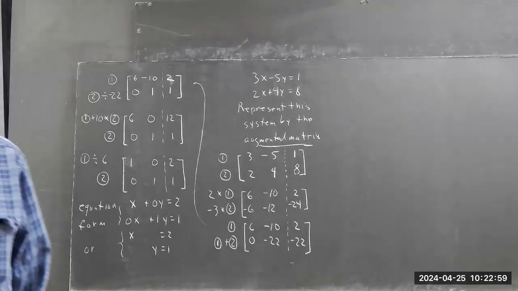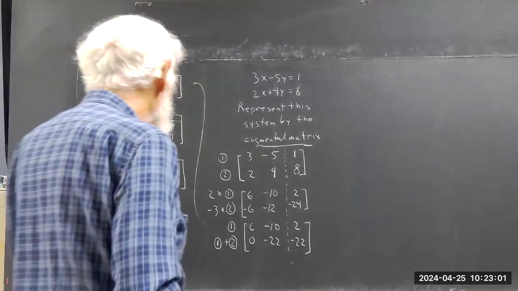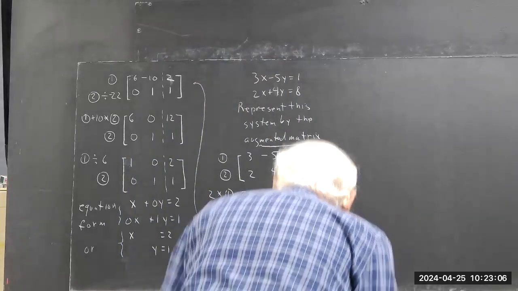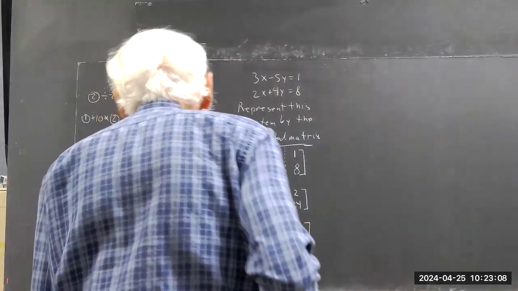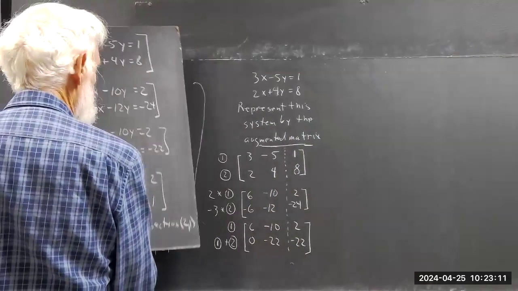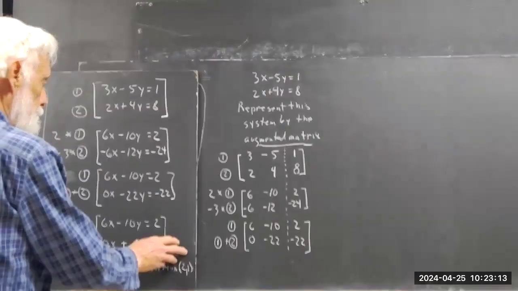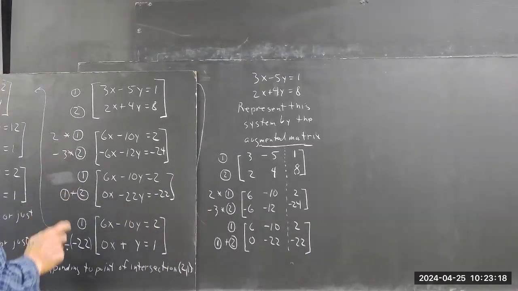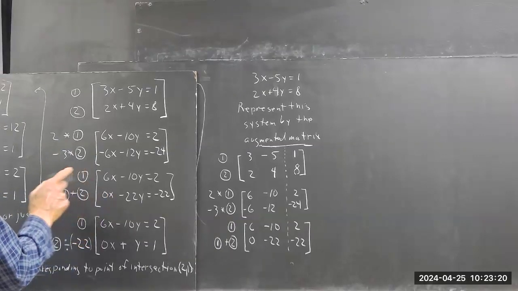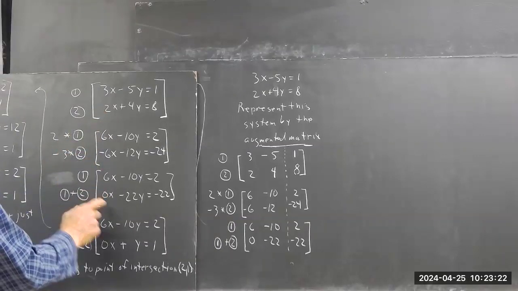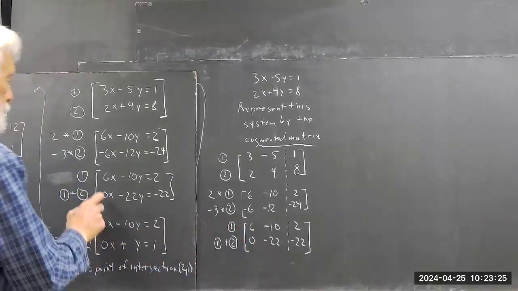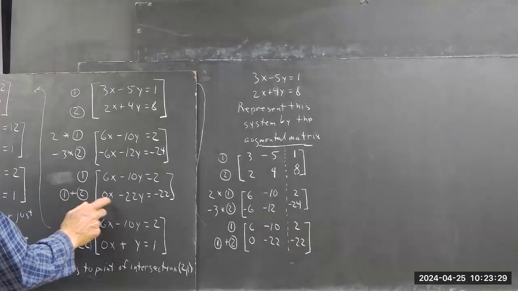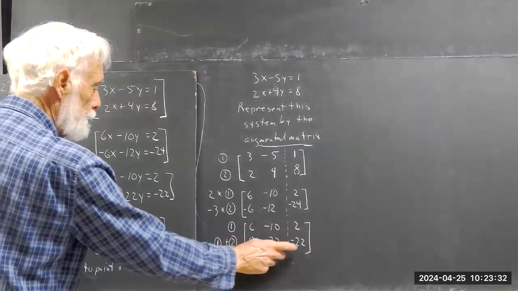Okay. It turns out that's the same solution we got previously. If we compare step 1, 2, 3, we're using exactly the same steps. So that when we get down to the third step, there it is. We got 6, -10, and 2, we got 6, -10, and 2. We've got 0, -22, -22, same thing here.